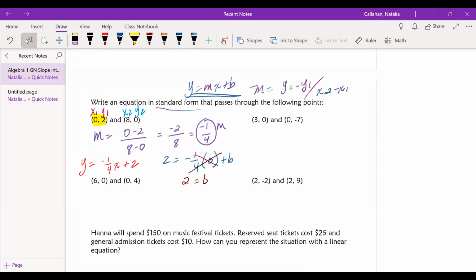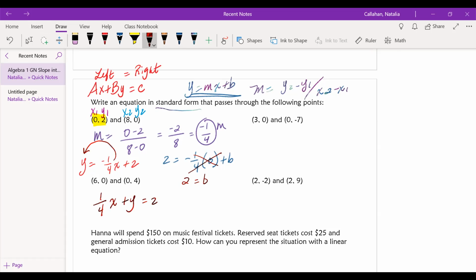Well, if I look at my equation, my standard equation has to be ax plus by equals c. x and y are on the left side, and my number is going to be on the right side. So what I need to do with this is I'm going to take the x and just move it over. So then I will have +1 over 4x plus y equals 2.